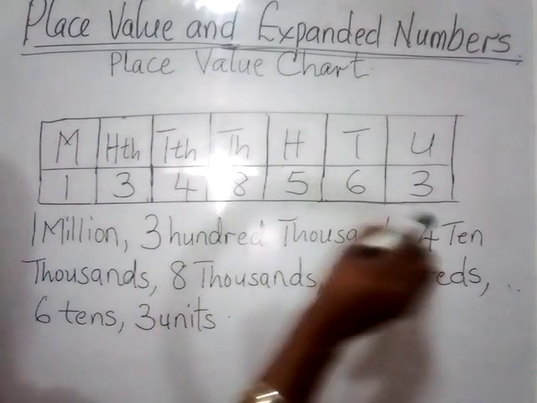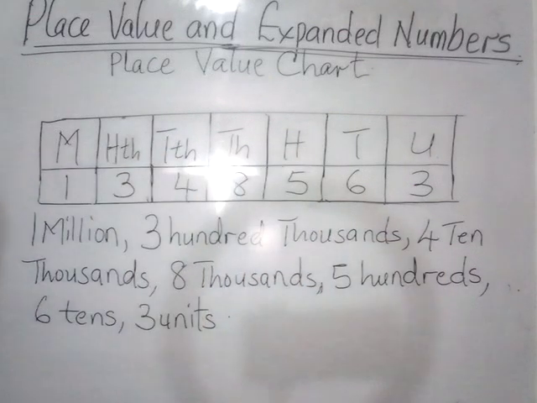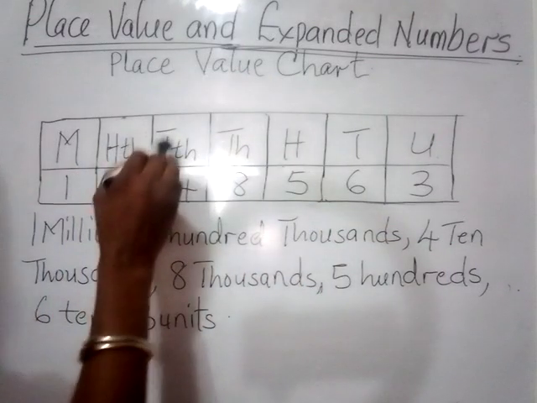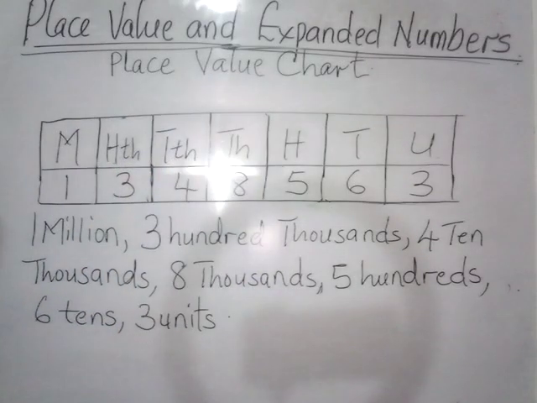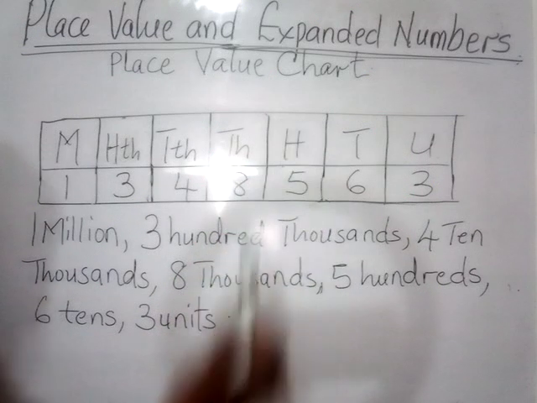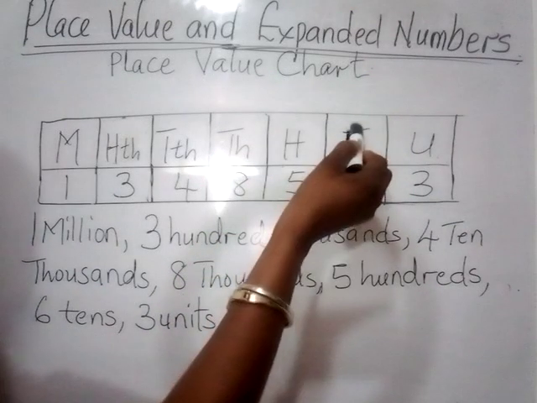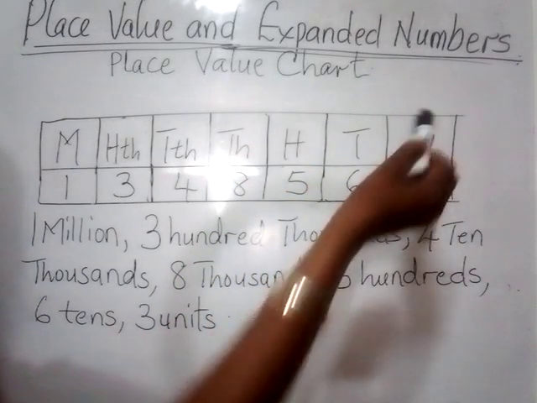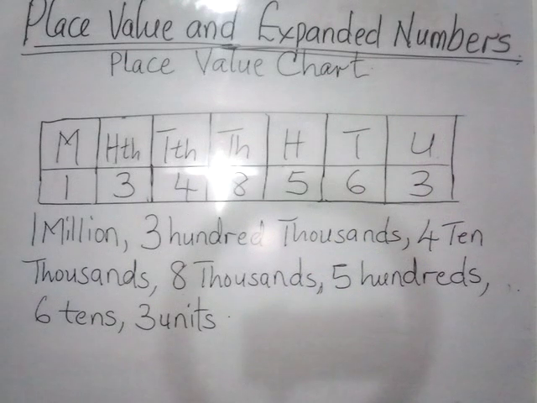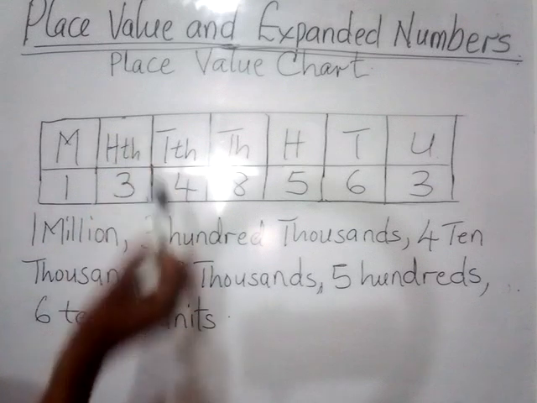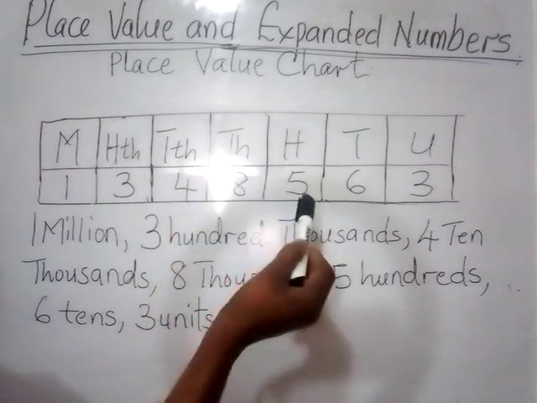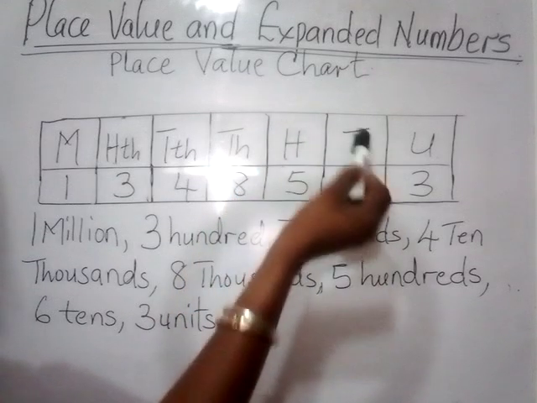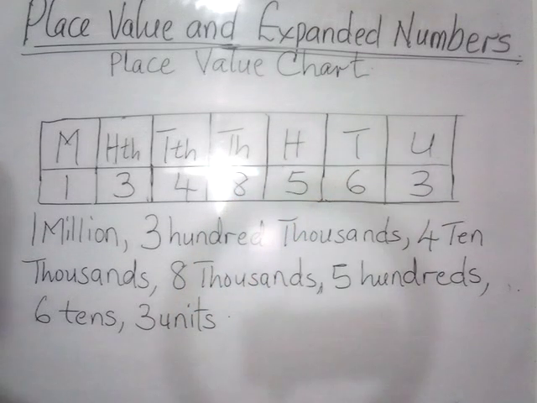So you say 4 10,000s. 8 thousands. 5 hundreds. 6 tens. 3 units. So we have 1,000,000, 300,000, 4 10,000s, 8,000s, 5 hundreds, 6 tens, and 3 units.